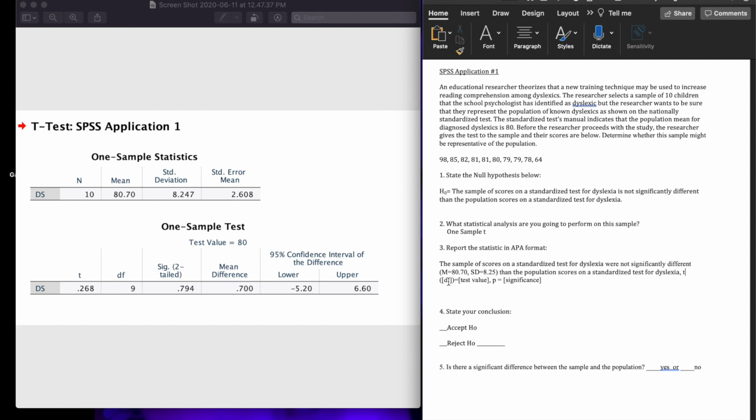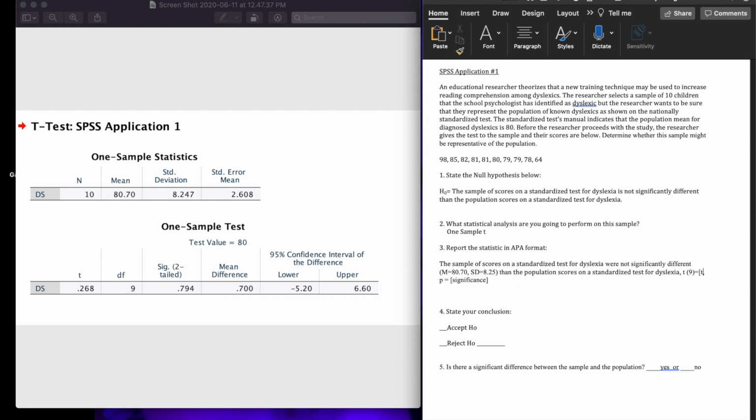And then I'm going to enter in this parentheses my degrees of freedom. And so my degrees of freedom are 9. So I'm going to enter 9 in there. And then my test value is this number under the T here, which looks like it is 0.268. So I'm going to round that to 0.27. So I put that in the test value space. I'm going to remove those brackets too.